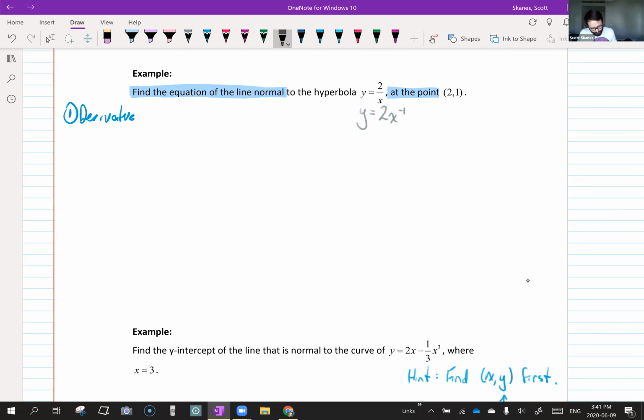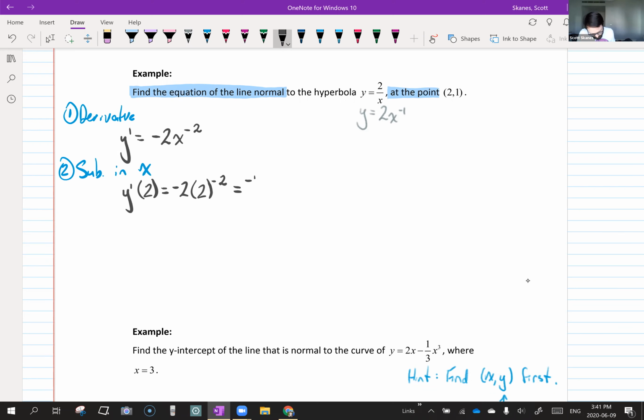Once we do that, it's very simple. What's the derivative? Y prime. We get the derivative of this. We bring down the negative 1. It becomes negative 2x to the power of negative 2. Simple. Second step. Substitute in our x value. Our x value in this case is 2. So y prime, when x is 2, is negative 2 times 2 to the power of negative 2. This gives us negative 1 over 2.